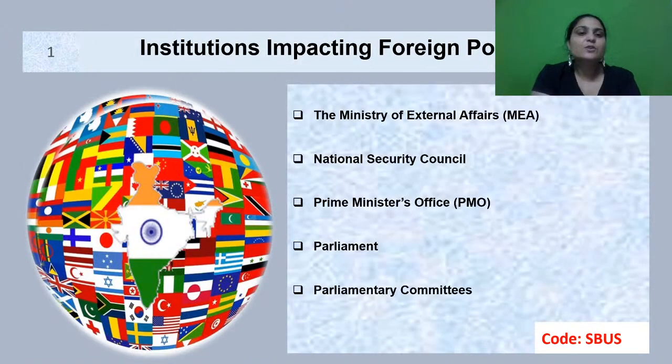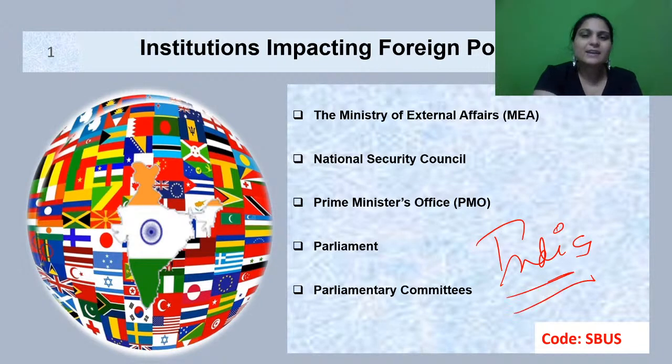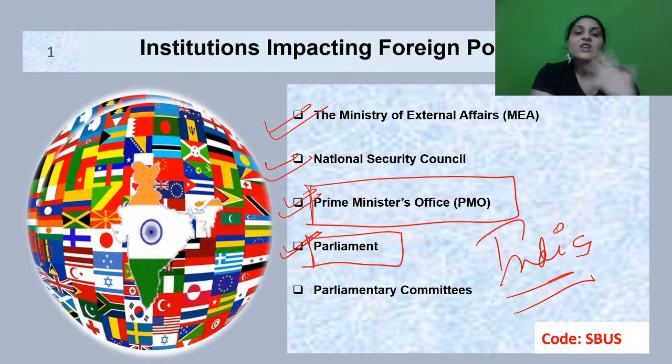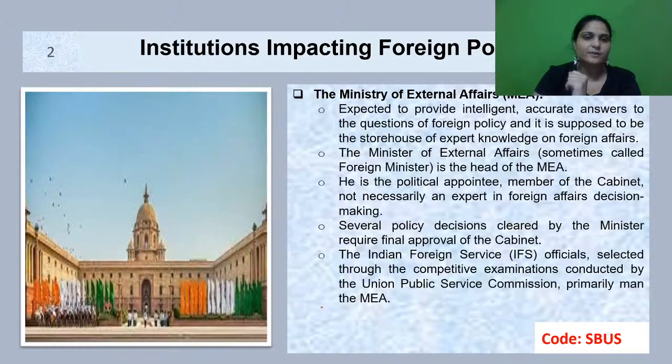What are the various institutions impacting foreign policy in India? Okay, the Ministry of External Affairs, yes, of course, it's the ministry dedicated to external affairs. National Security Council, Prime Minister's office, that's why I said the PMs will always be very, very influential in this. Parliament, definitely, we are a democracy, so every foreign policy is actually discussed there. In fact, recently there was a hue and cry why the diplomacy with China on the border is not being discussed with the parliament when the cabinet is actually accountable to the parliament as per the constitution and the parliamentary committees. So we will discuss all these pointers in greater detail going forward.